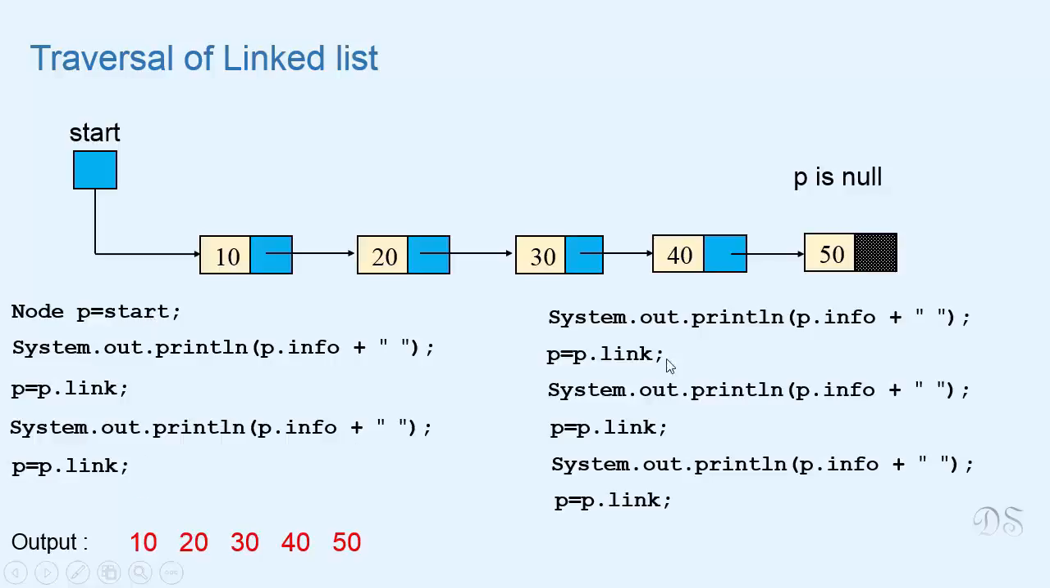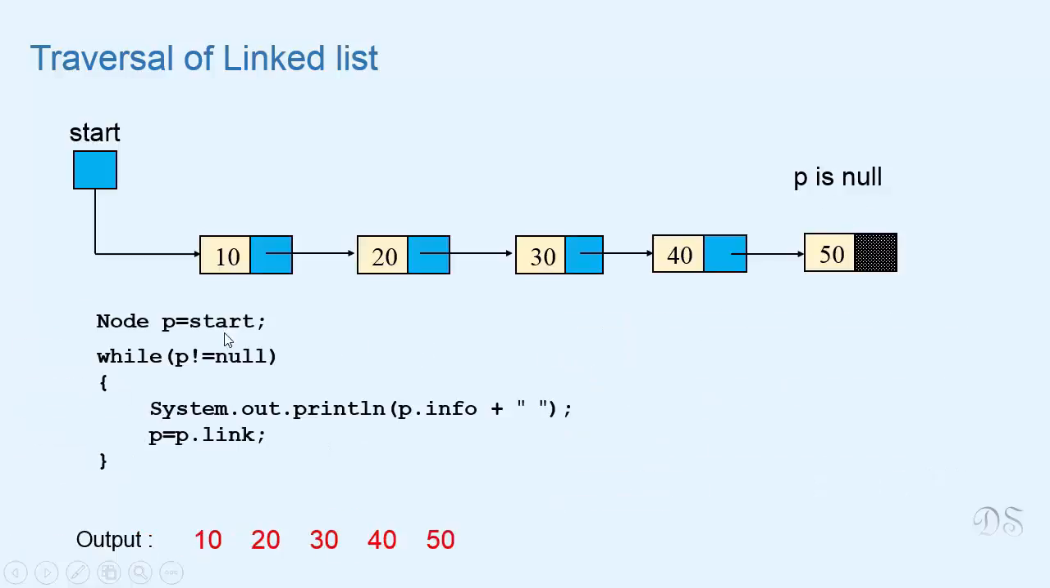We can see that we are repeating the same statements again and again. So we can write this in a loop. And the terminating condition for that loop would be when P becomes null. So this is the loop. P is initialized with start. And this loop continues till P is not null. In each iteration of this loop, we are printing the value of P info and we are moving this P forward. So this is how we can traverse a list starting from the first node till the last node.